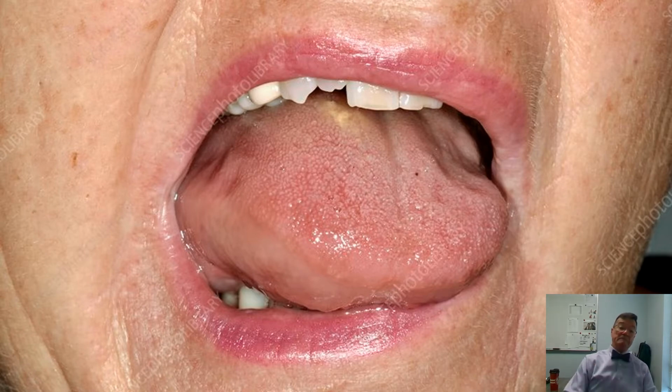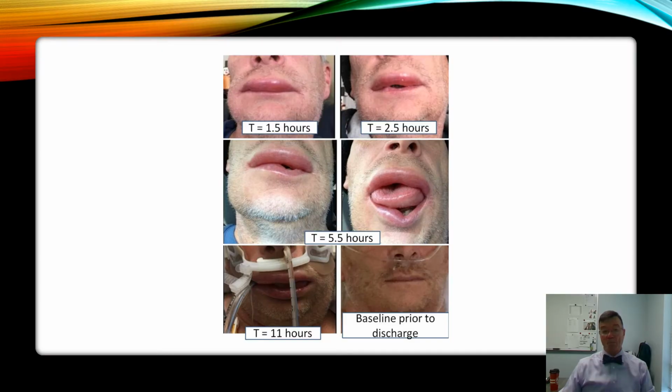Here's a picture of it. Scary, I know, but you can see how swollen her tongue is and how there's very little opening for the mouth. Easily a Mallampati 4, right? And here are time-lapse pictures of this gentleman, and you can see the swelling of his lips and then his tongue, and they eventually intubated him. And on the far right side, you can see what his face normally looks like when there's no angioedema going on.